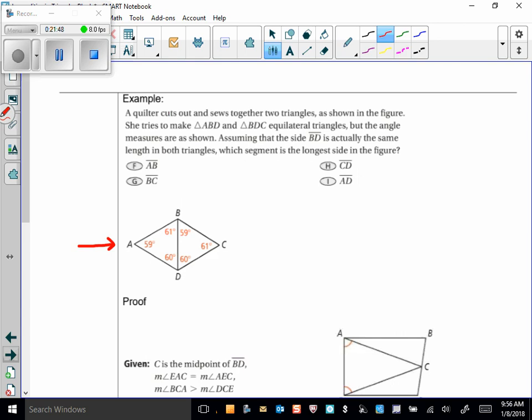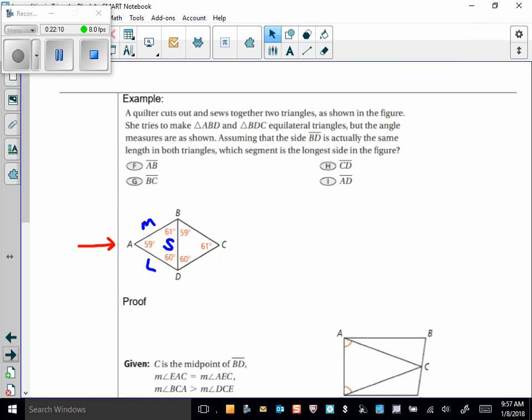All right, well, I'm going to start. When I have a problem like this, I like to label both triangles. So let's look at the left triangle, ABD, and figure out the side lengths in there. I know that this is going to be the longest side, right, because 61 is the largest angle. This will be the medium side, and this will be the shortest in the left triangle.